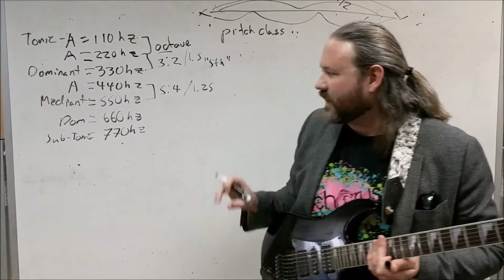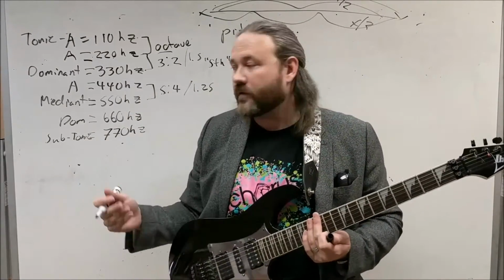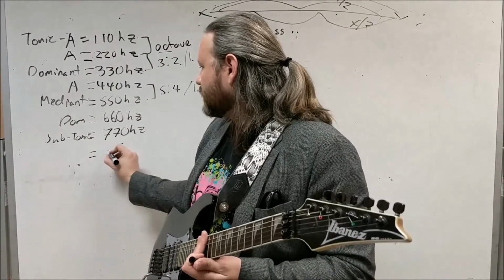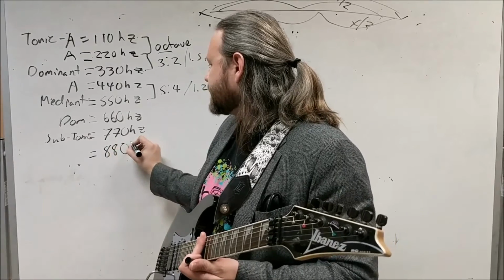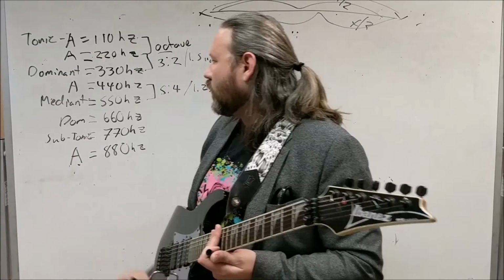Subtonic. I'm sorry if my writing's very small or you can't see it. Subtonic is below the tonic, and we call it the subtonic because right above that is 880 hertz, which, you guessed it, is A again. That's the tonic once again.